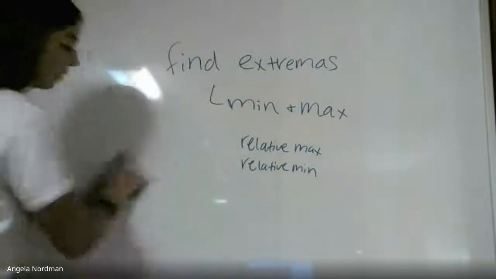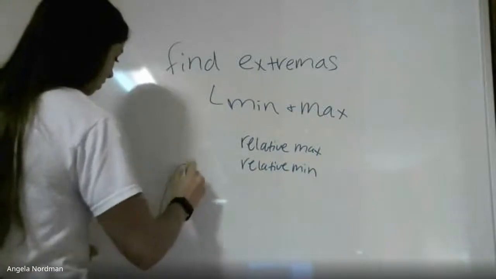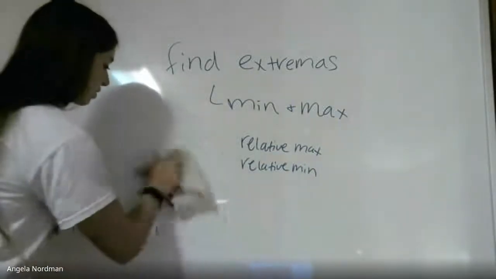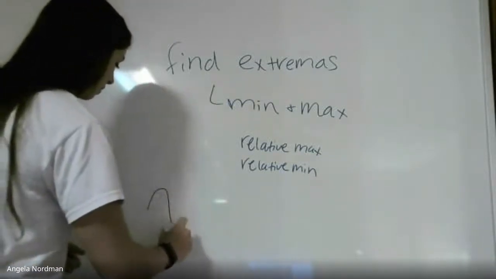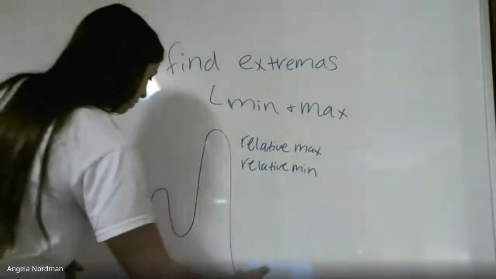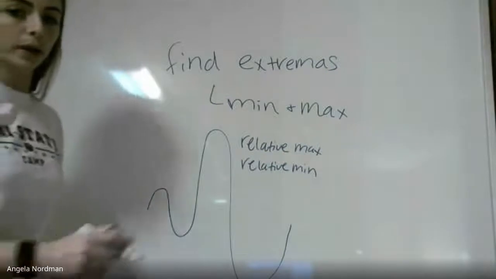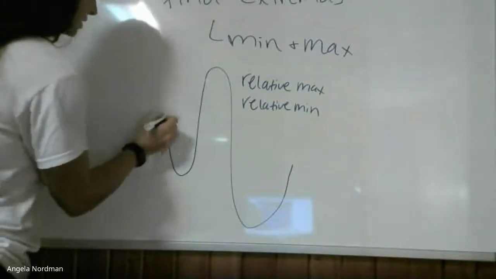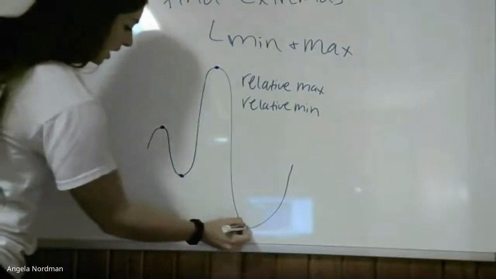So erase this thought and look at the following graph. Oh, sorry, took a turn for the worse. Okay, so I have two different lower points and two different higher points. So at this point, I have a relative maximum, maximums, minimums, and minimums.